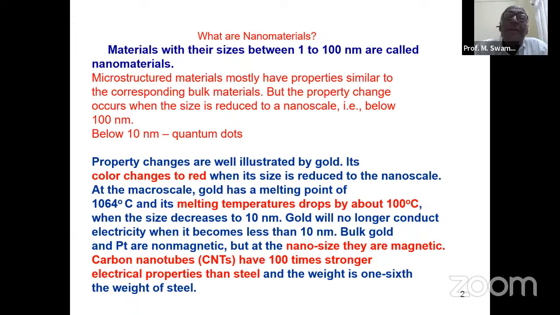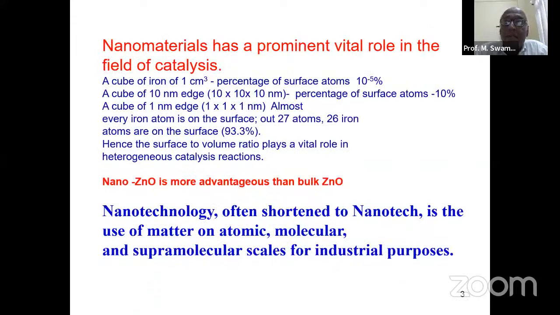So nanomaterials play a prominent role in catalysis, particularly in the case of catalysts. What we require is surface area. Suppose, for example, you take a cube of iron, 1 centimeter cube, the surface atoms are only 10 to the power of -5 percent. Whereas if you take a cube of 10 nanometer edge, the percentage of surface atoms is 10%. With a cube of 1 nanometer edge, almost every atom is on the surface. Out of 27 atoms, 26 iron atoms are on the surface, so 93.3%. So the surface to volume ratio plays a vital role in heterogeneous catalysis reactions.